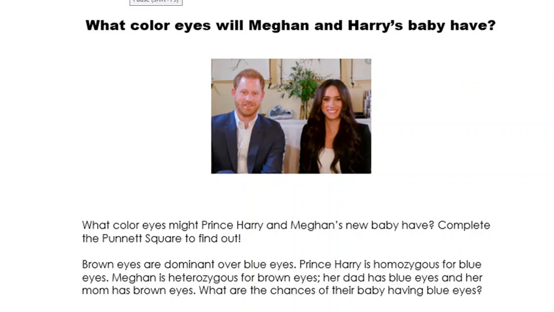Hello everyone, today I'm going to show you how you can use a Punnett square to predict the traits of an offspring. So let's use Meghan and Harry's baby as our example. What color eyes might Prince Harry and Meghan's new baby have? Let's complete the Punnett square to find out.